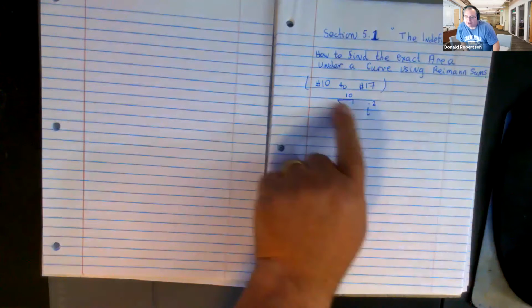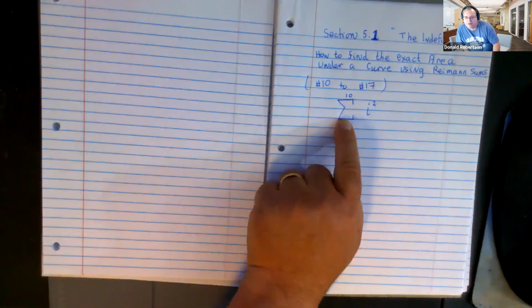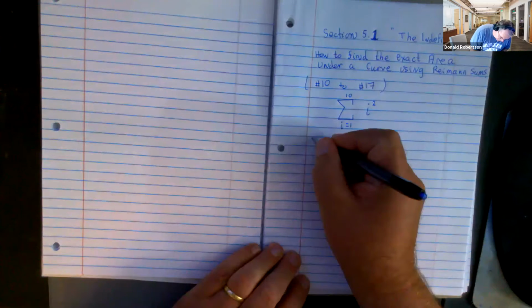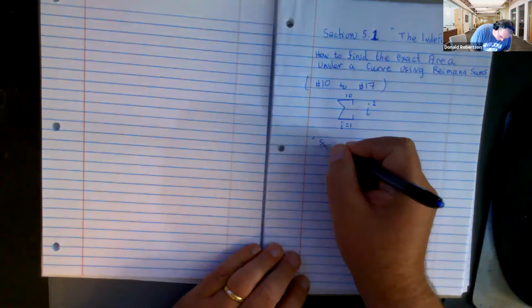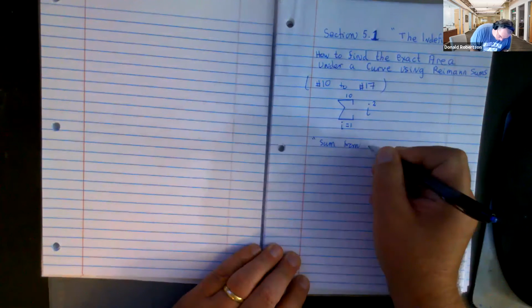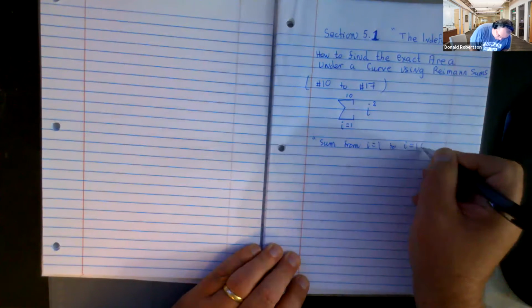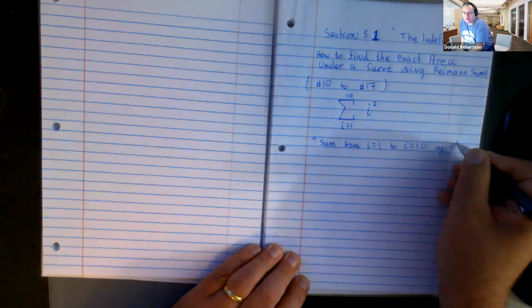This symbol here is called sigma. So it's a capital sigma, Greek letter. And you read it like this, the sum, so this is how I would read it out loud. The sum from i equals 1 to i equals 10 of i squared. So if you wanted to read that out loud to someone, you would say it's the sum from i equals 1 to i equals 10 of i squared.